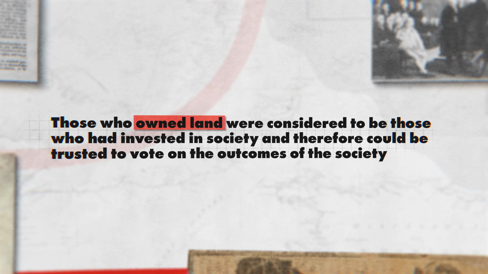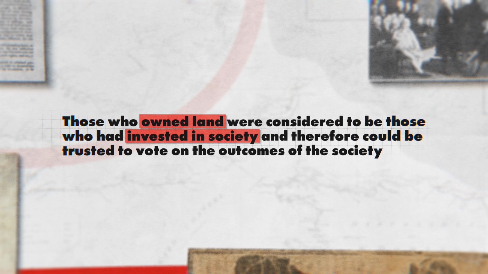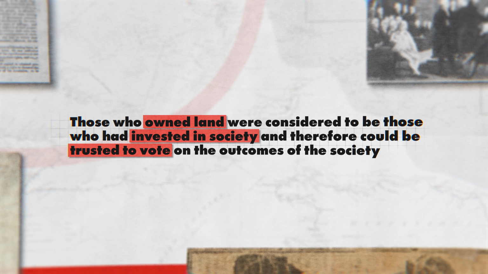Well, let me compare it to the stock market. Like, if I purchase a stock or a share in a company, then I also have voting rights regarding what that company does. And that's real important because I'm invested in that company making money so that I too can make money with my shares. But if someone doesn't own shares in the company, then it doesn't matter how many opinions about the company pour forth from that person's mouth hole because they are not invested. And that's the idea of property requirements for voting. Those who owned land were considered to be those who had invested in society and therefore could be trusted to vote on the outcomes of society.